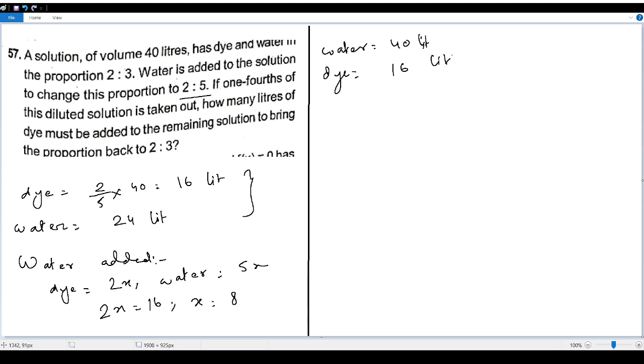Hiladri, Rishika, Shitama, yes, I understood. Till here understood? Okay. Yes.